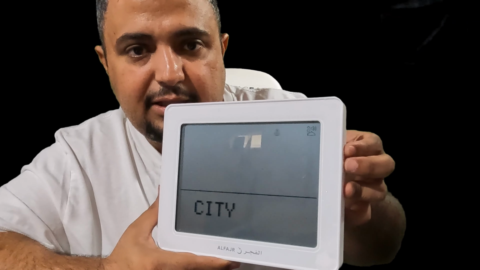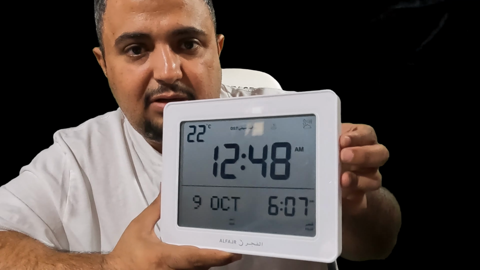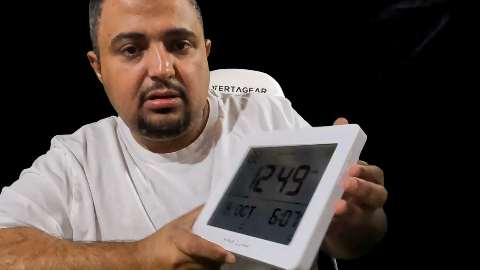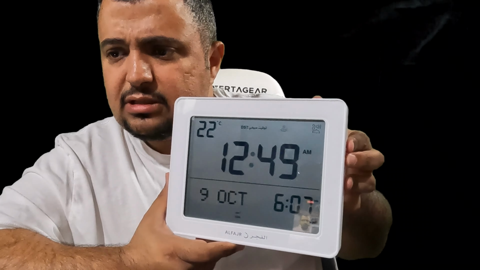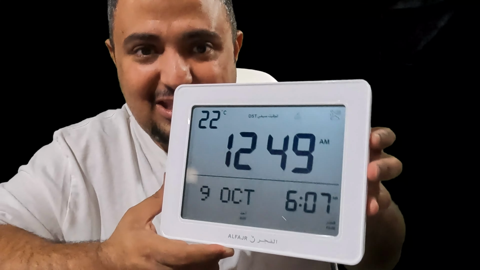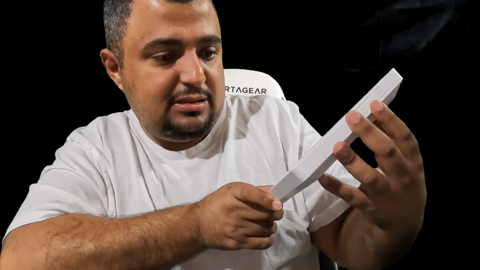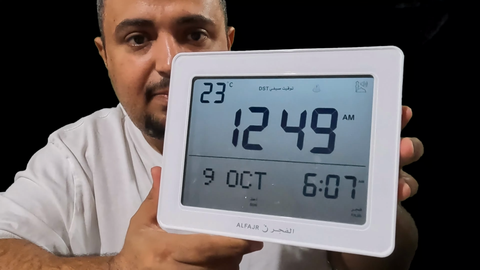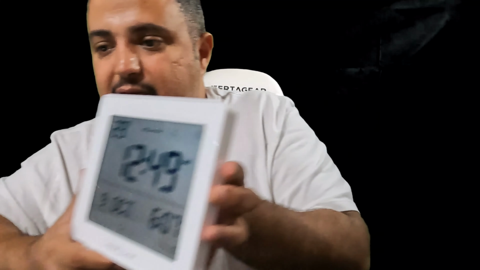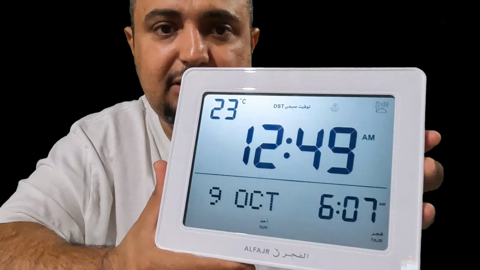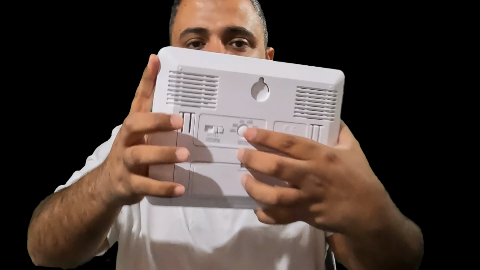Done. City completed. Now it's 12:48. 22 degrees Celsius, is it? If it's 22 degrees, then it's time to go outside. And then here the date, Fajr, shows 6 a.m. And the day is Sunday. Done. Okay. Now the Adhan here.